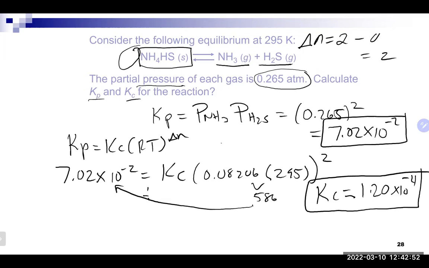Anything that's a solid or liquid is not included in the equilibrium constant, which means it really has no effect on the equilibrium, because, for example, the solid's just sitting there basically. So you wouldn't include it. The delta N is only for things that are gases, so products minus reactants in terms of gases.